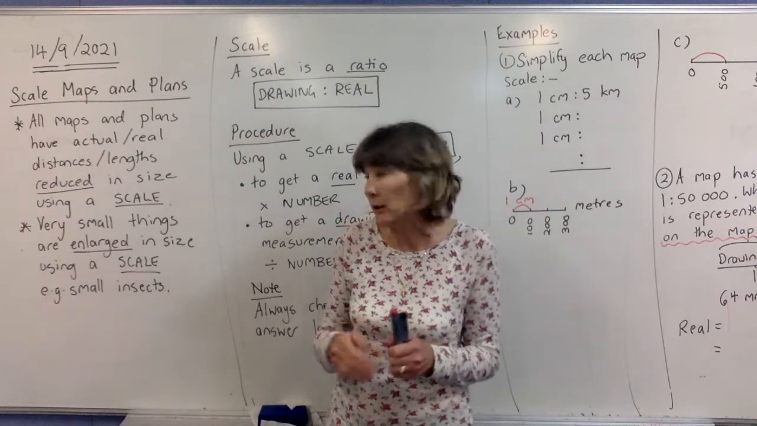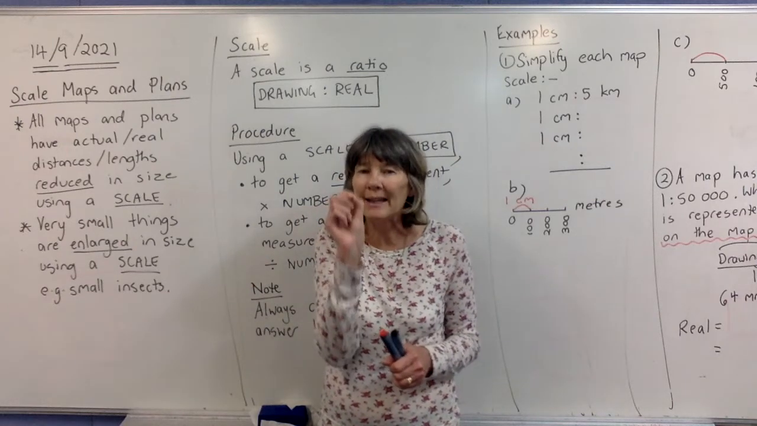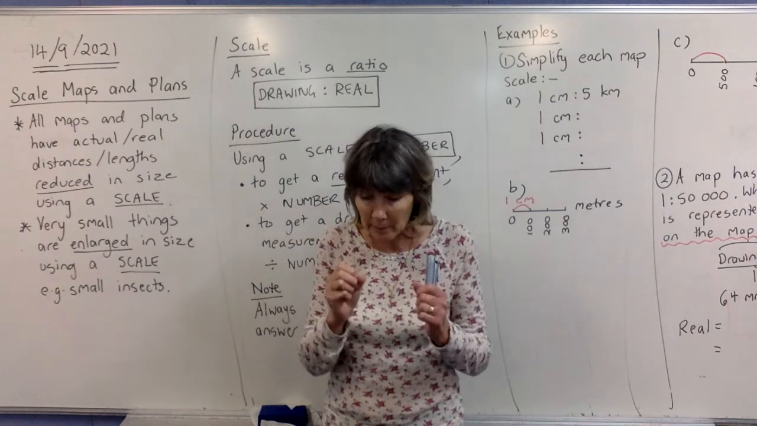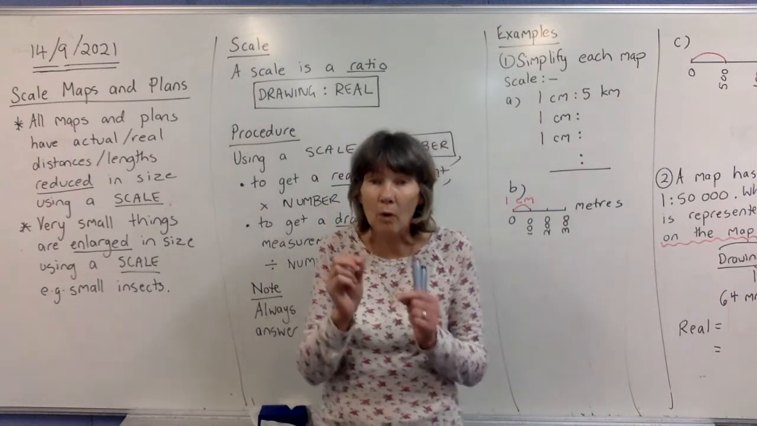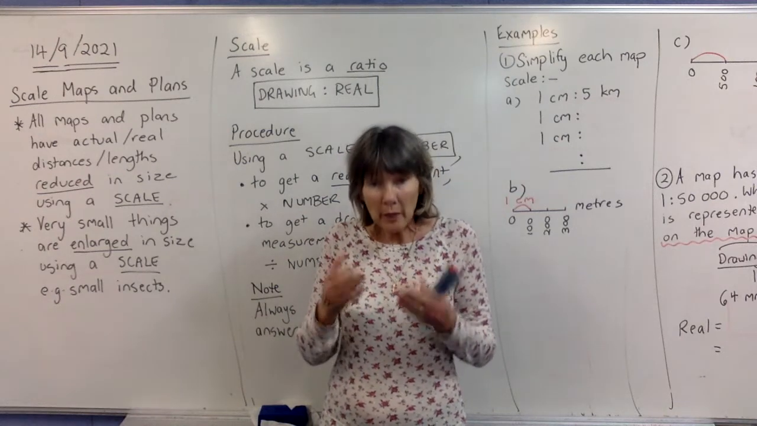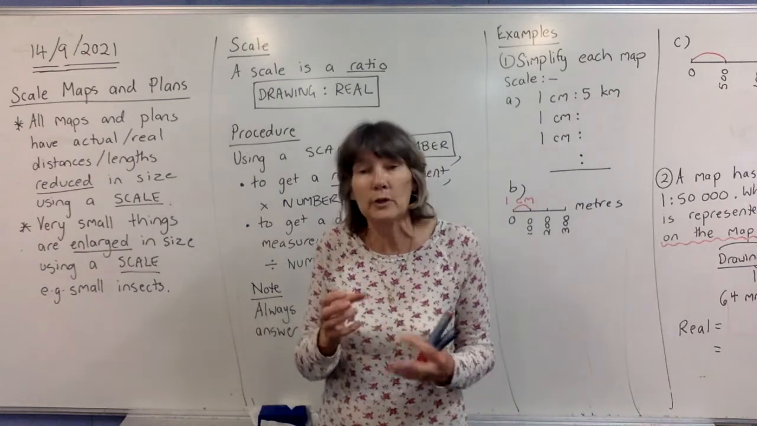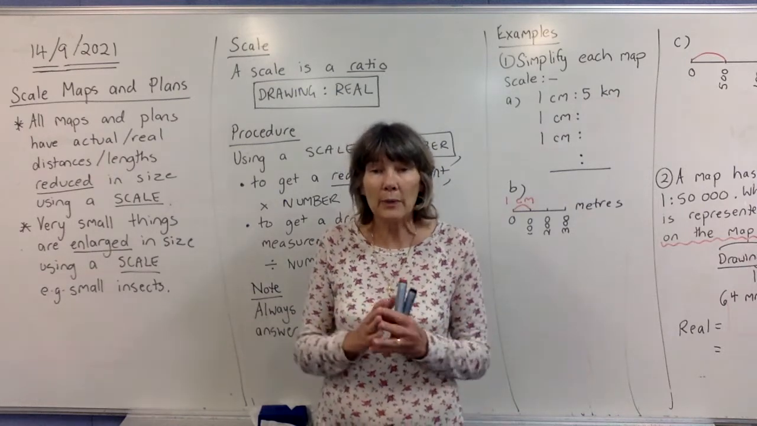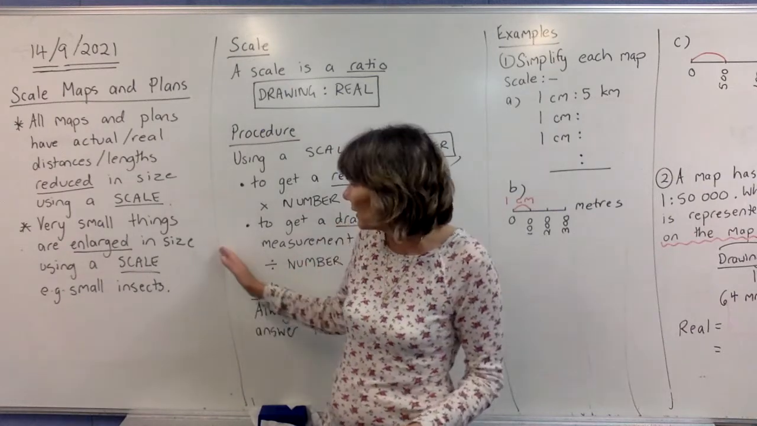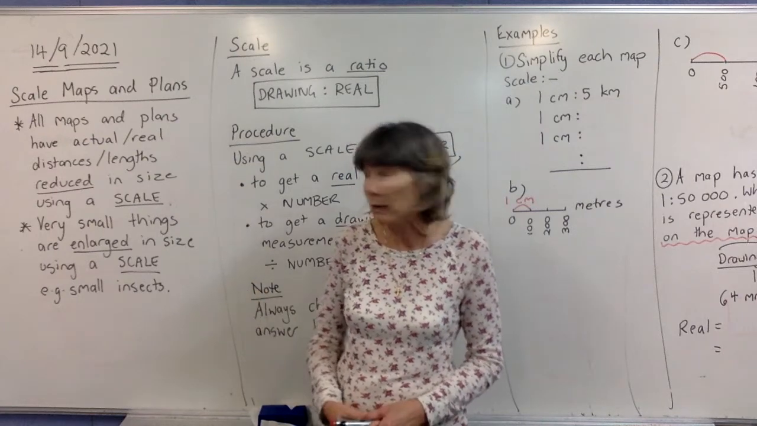by using a scale. When we have very small things, you might have a really tiny insect or a little ant, or if we are looking under a microscope, it might be small molecules of a disease. Those things are very, very small, and you have to look through a microscope to see them properly. So what they often do is enlarge it and draw that picture, so they've scaled it up or enlarged it in size, but they've also used a scale.